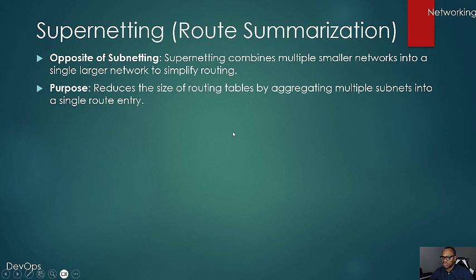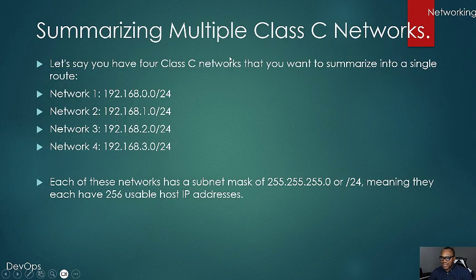So let's move on. Route summarization is also called supernetting. It is the opposite of subnetting. It's a situation where we combine multiple subnets into a larger network. It combines multiple smaller networks into a single larger network to simplify routing. It reduces the size of routing tables by aggregating multiple subnets into a single route entry. And let's look at an example. We have these networks, and we want to summarize them into a single network. How do we do it?